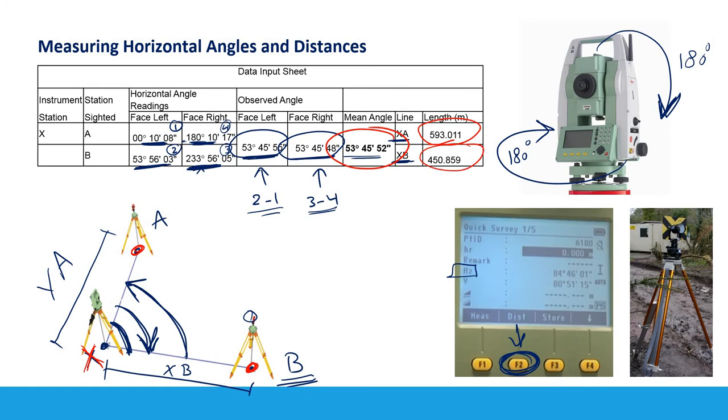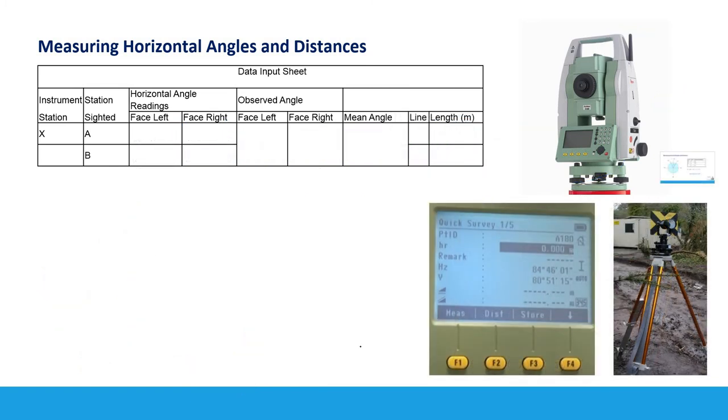Let's take another example. The same process, guys. You will set up your total station over station X, you will sight station A, and then you will write down the face left over A here. After I sighted the prism over A, you will look at the screen of the total station and write down the horizontal angle value here. In this case it was 315 degrees, 33 minutes and 56 seconds.